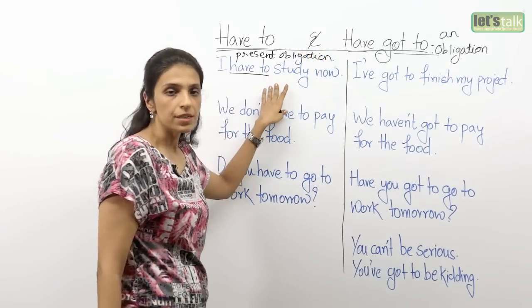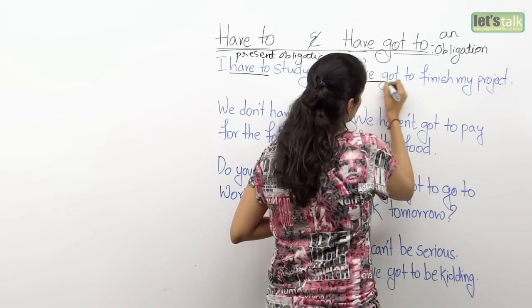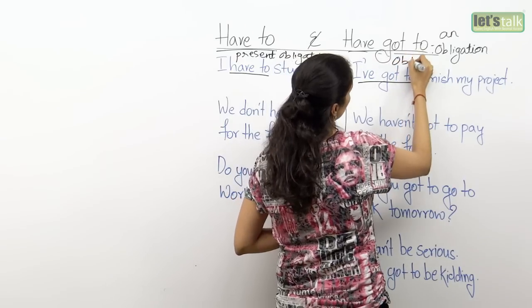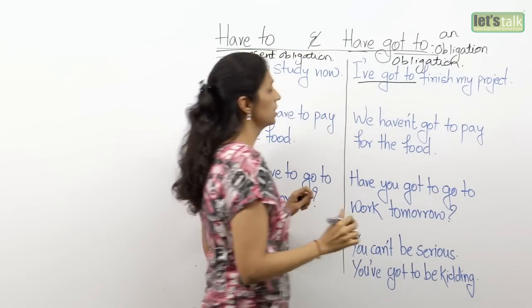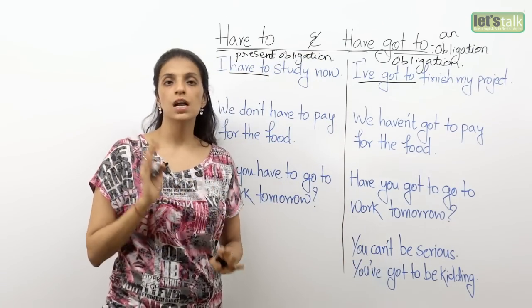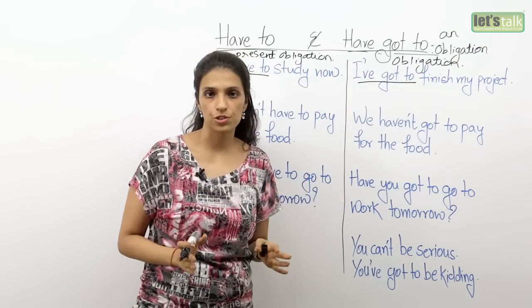I can also say I've got to finish my project. Have got to is also an obligation in the present. So they can be used interchangeably, both are correct. I have to study, I've got to finish my project.